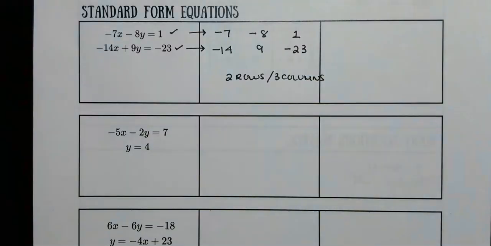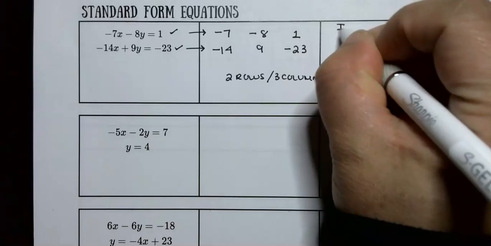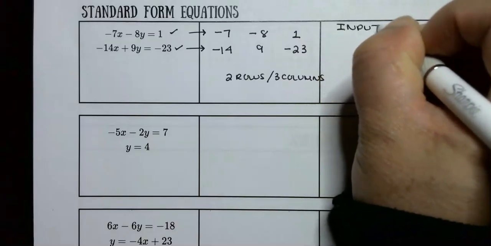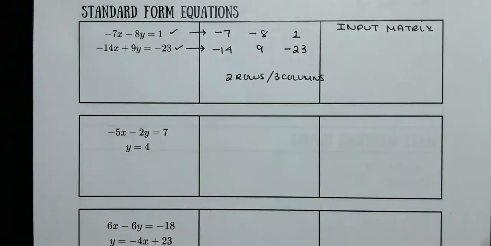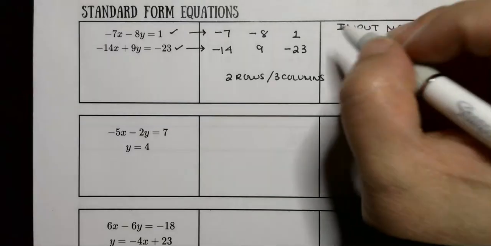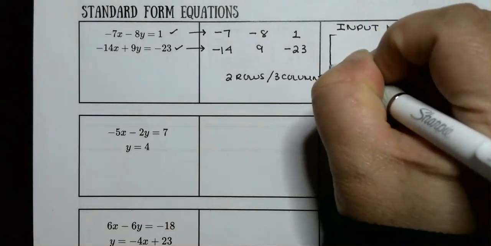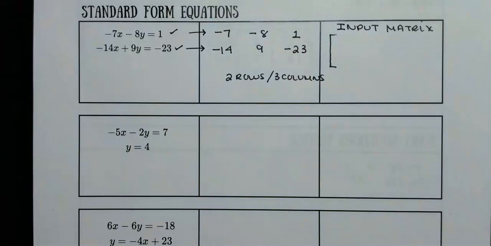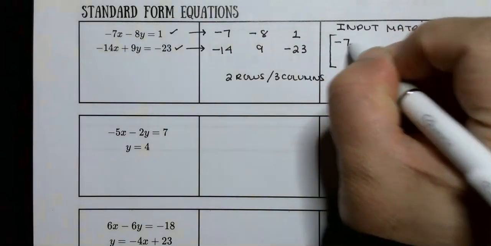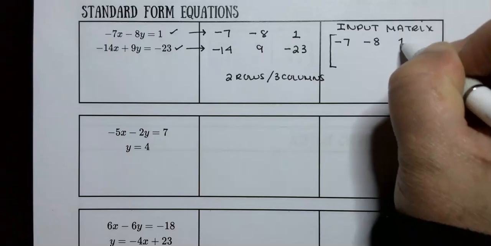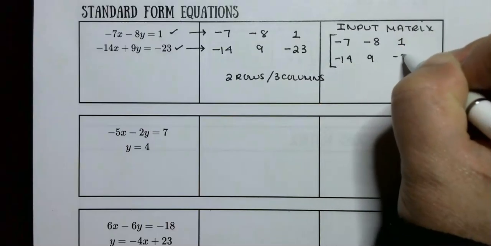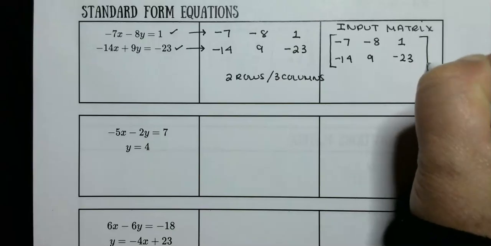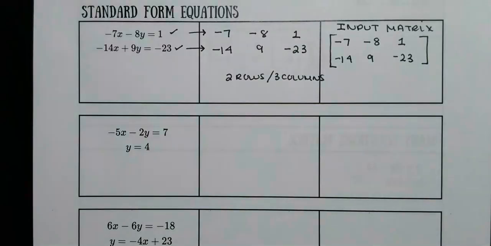Okay. So with that being said, I like to call the matrix that we actually put into our calculator the input matrix. And the matrix that you get back from your calculator, the one that has the answer, I call it the output matrix. So our matrix is going to look like this, and we're going to take those numbers in the same order with the same signs and organize them into our 2x3 matrix. And there you go.